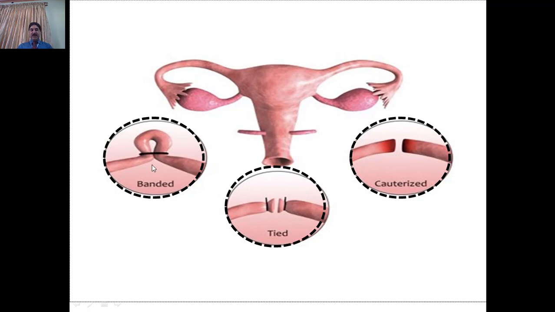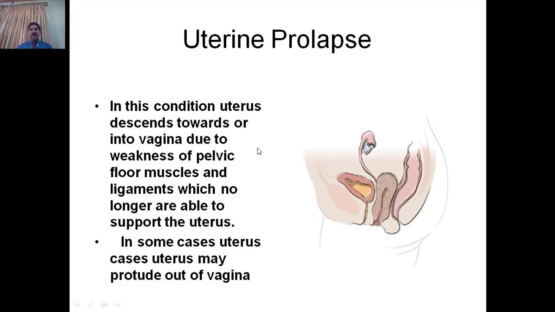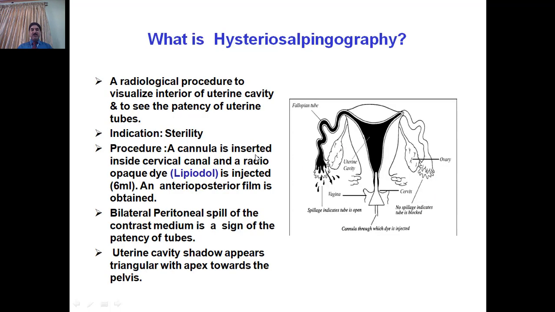Third method is we apply a band to the fallopian tube, thus blocking its patency. Uterine prolapse. In this condition, uterus descends towards or into vagina due to weakness of the pelvic floor musculature and ligaments which no longer are able to support the uterus. In some cases, uterus may protrude out of the vagina, and this condition is called procidentia.